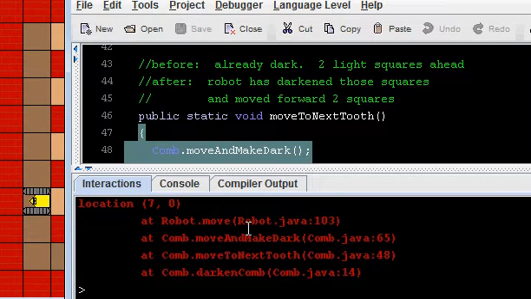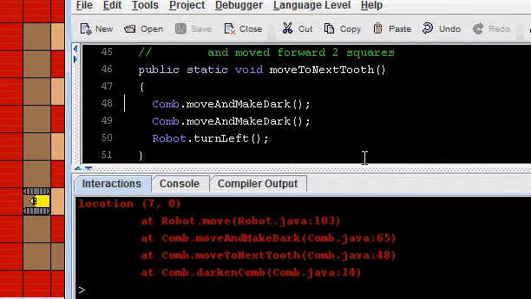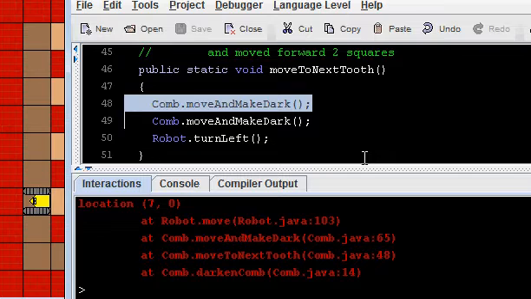Now, we realized that we trust robot move works correctly, therefore we probably called robot move when we shouldn't have. So we backed up to look at move and make dark, and even there we discovered we called move and make dark when we shouldn't have, because if you move and make dark, you will crash into this wall. So then we worked our way backwards to move to next tooth. So we were looking at that on line 48. And here's that move to next tooth. And it's the first move and make dark that's crashing here. And we want to figure out why.